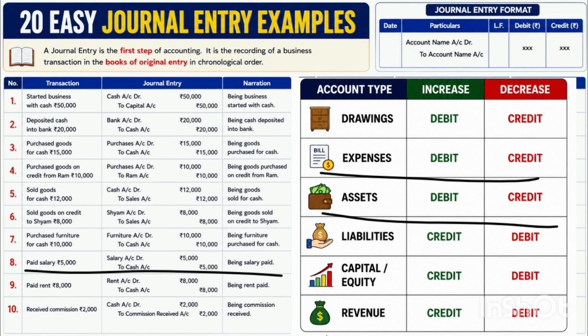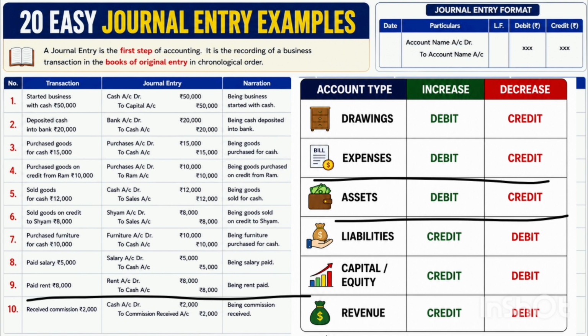Eighth one, paid salary of rupees 5,000. Here salary and cash both are accounts. Okay, salary is an expense and cash is an asset. Expenses are getting increased, expenses have a debit balance, so we have to record the salary on the debit side, and cash is getting decreased because we are paying the cash to the next person, so our assets get decreased, so we have to credit. So what will be the journal entry? Salary account debit to cash account.